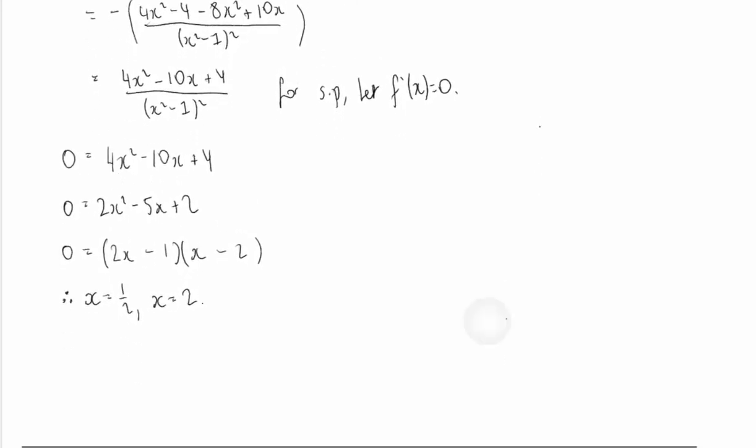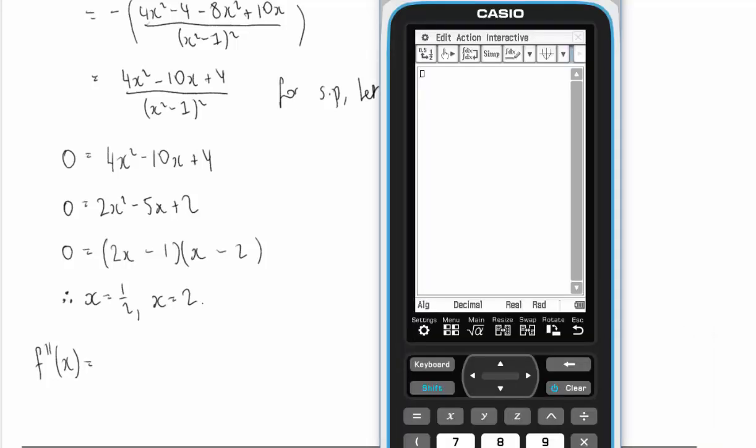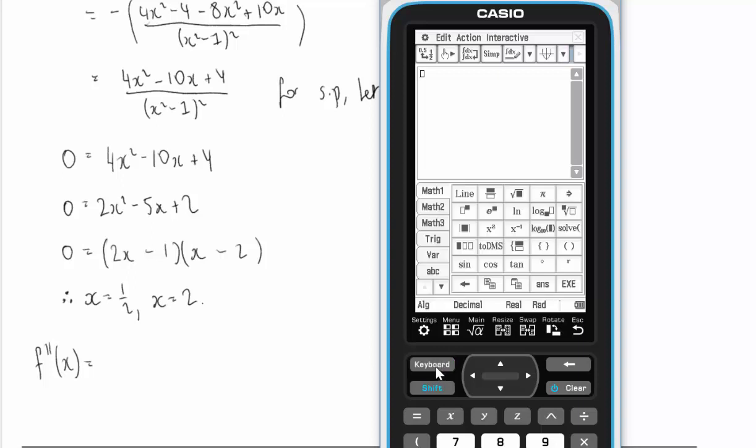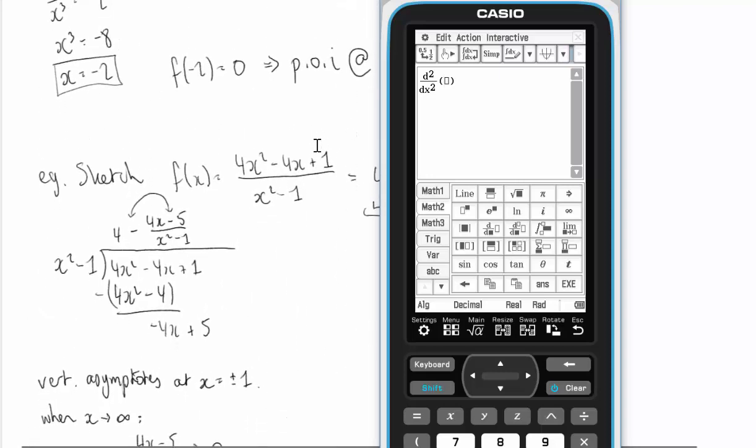Now, I'm not particularly keen to do that by hand. It's just going to be too nasty. So I'm thinking we'll do some calculator work. So bring up the keyboard, go into Math 2, and I'm just going to go the second derivative. I'll go back to the original equation, (4x squared minus 4x plus 1) over x squared minus 1, and we get that nightmare.